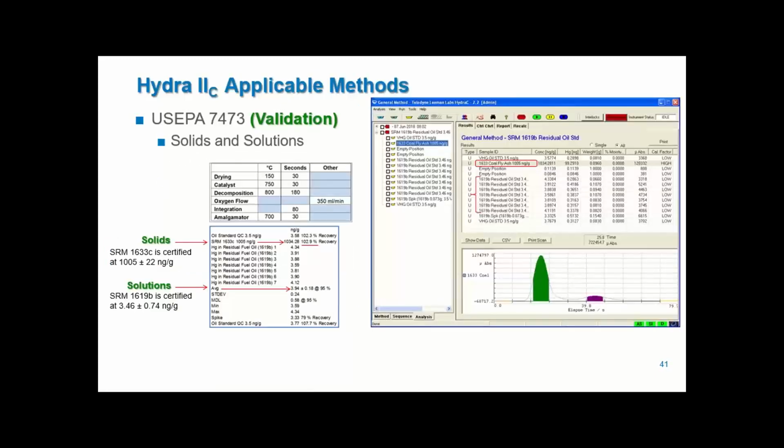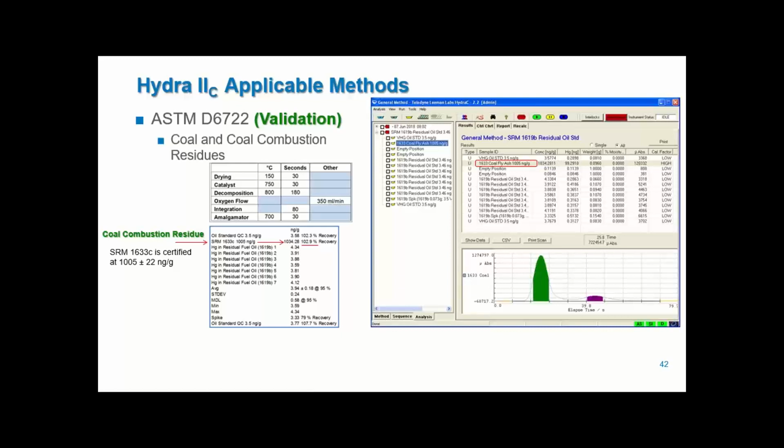So here's some real life analysis and a little view of the software. Here we were able to validate 3 different combustion AA methods in one sequence in one afternoon. Let's start with US EPA 7473, which is for mercury determinations in solids and solutions. We analyzed SRM 1633C, which is a solid coal fly ash sample, and SRM 1619B, which is a residual fuel oil. Both were well within their certified limits. So that's a solid and a solution.